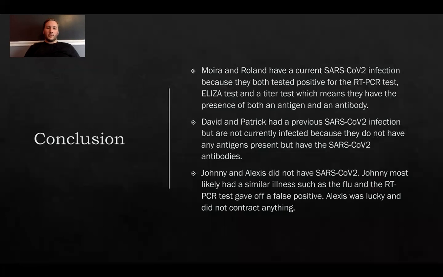And then in conclusion, Moira and Roland have a current SARS coronavirus 2 infection because they both tested positive for the RT-PCR test, ELISA test, and a titer test, which means they have the presence of both an antigen and an antibody. David and Patrick had a previous SARS coronavirus 2 infection, but are not currently infected because they do not have any antigens present, but they have the SARS coronavirus 2 antibodies.